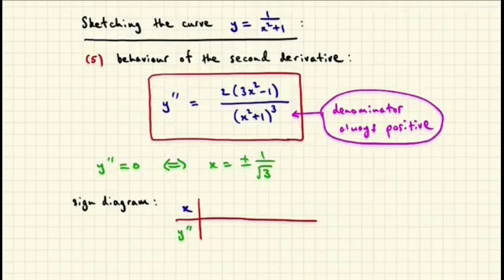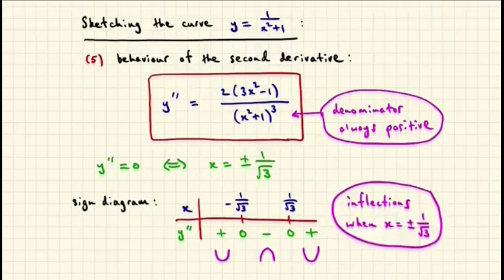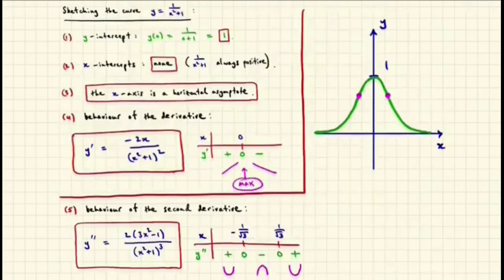The pattern of positive, negative, positive, determined by the sign of 3x squared minus 1, corresponds to concave up, concave down, concave up, with inflections occurring when x equals plus or minus 1 over root 3. We can add this extra information to the previous compilation when we work through the curve sketching checklist.